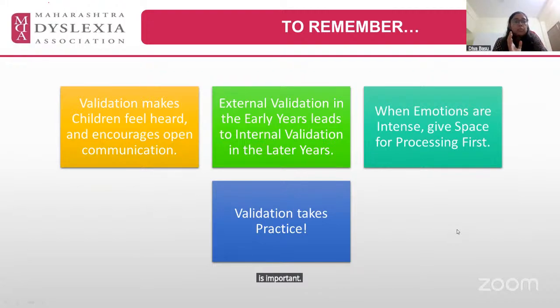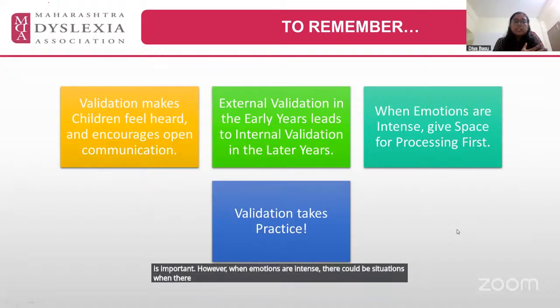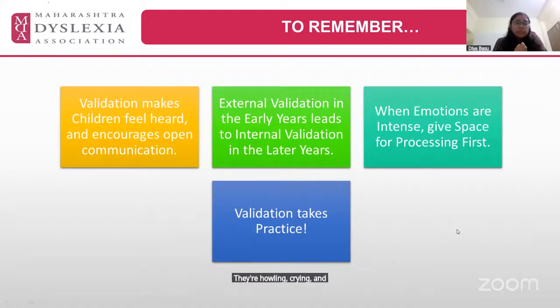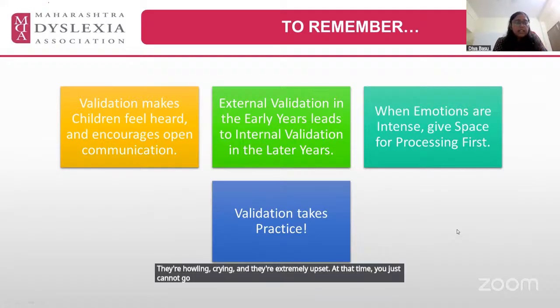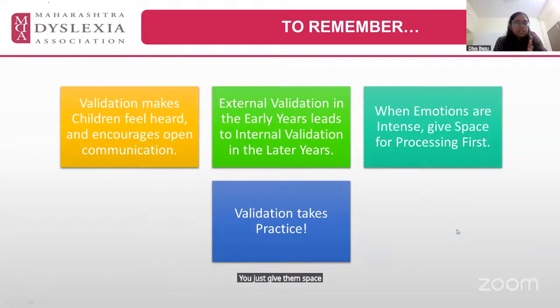However, when emotions are intense, there could be situations when a child is simply having a meltdown. They are howling, crying, and they're extremely upset. At that time, you just cannot go and start validating and telling them, I can see that you are really upset, while they're howling at the top of their voices. It just doesn't help. So sometimes when emotions are too intense, you just give them space to process that information first. Allow them that time and space to calm down, and then probably have that conversation.